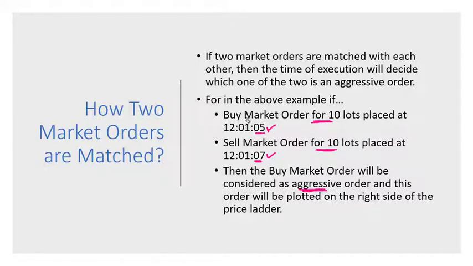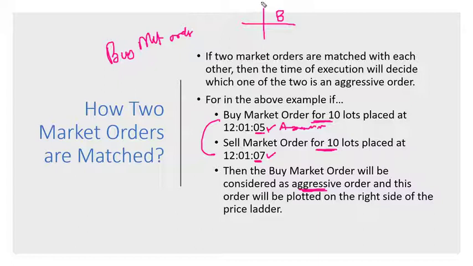So here in this scenario, the buy market order will be considered aggressive. And on an order flow chart, when the exchange sends the data, it will say that for this order, this traded quantity, it was traded at buy market order. And where will it be plotted? On the right side of the ladder, because the buy market order was placed a few milliseconds before the sell market order. Does this make sense to you so far?